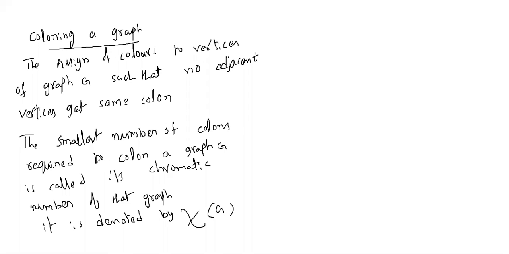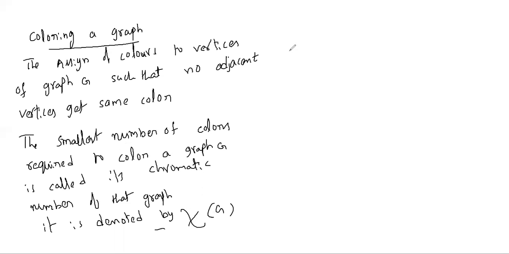That means the smallest number of colors required to color a graph is called the chromatic number. Smallest number of colors, where no adjacent vertices get the same color. Based on that condition, how many colors do you need? That is called the chromatic number.